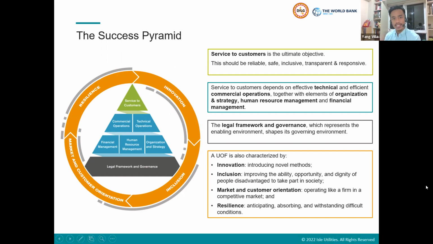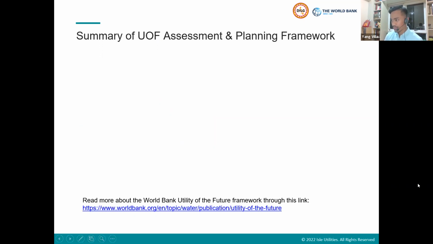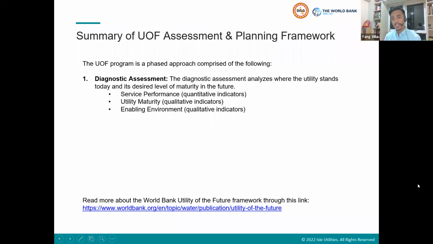Now, this is a lot to take in, I understand. And what we have done is to develop a tool, an Excel toolkit that is self-contained, which utilities can use to assess themselves against this UOF success pyramid. I summarize it into these 4 phases. The first one is we conduct a diagnostic assessment.